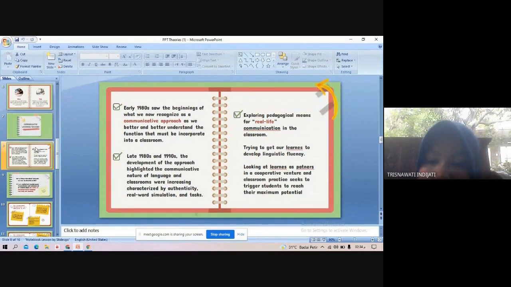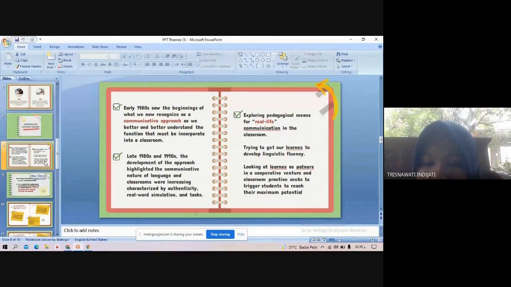Exploring pedagogical means for real-life communication in the classroom, trying to get our learners to develop linguistic fluency, looking at learners as partners in a cooperative venture, and classroom practice to trigger students to reach their maximum potential. Jadi tujuan dari communicative language sendiri itu untuk mencapai potensi maksimal dari pembelajar. In other words, the goal is to achieve the maximum potential of learners.